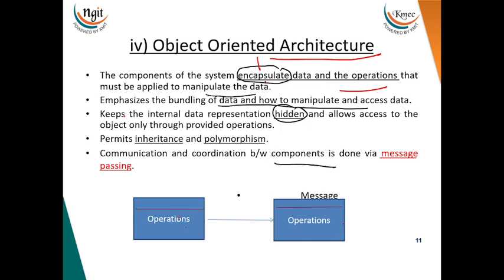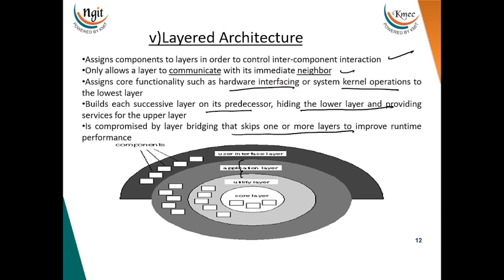Data and operation must be manipulated by the data. Emphasize how data is manipulated and accessed. Keep the internal data representation hidden, allowed to access only through the provider. It's nothing but the information hiding process. You don't know what's going on. It permits inheritance and polymorphism. You all know about inheritance and polymorphism. Communication between components is done via messages. What are messages? Messages are nothing but a form of hiding. Hiding is nothing but encapsulation. Correct? Object oriented architecture.